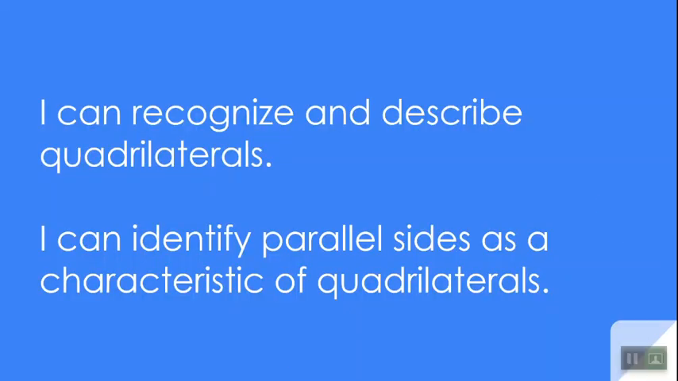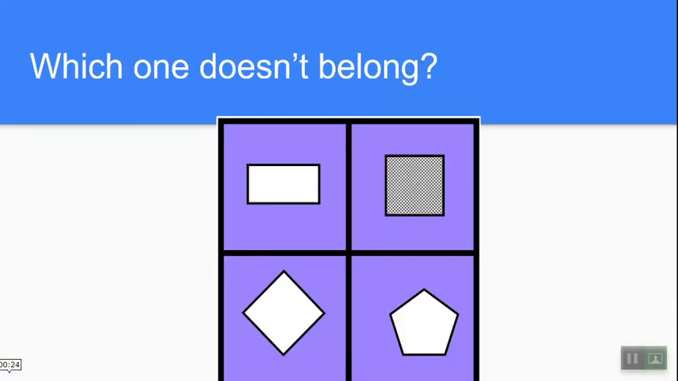All right, our I can statements for today are: I can recognize and describe quadrilaterals, and I can identify parallel sides as a characteristic of quadrilaterals. So you will be able to learn about recognizing and describing quadrilaterals and parallel sides in quadrilaterals in today's lesson. We're going to do a little warm-up exercise.